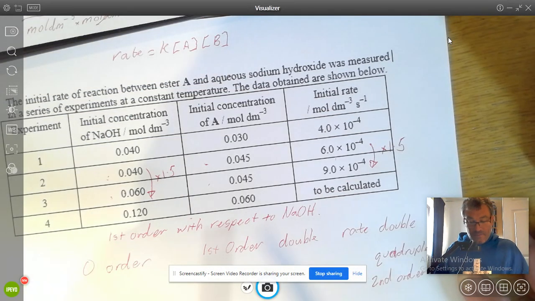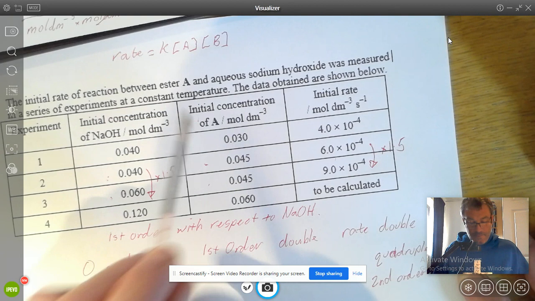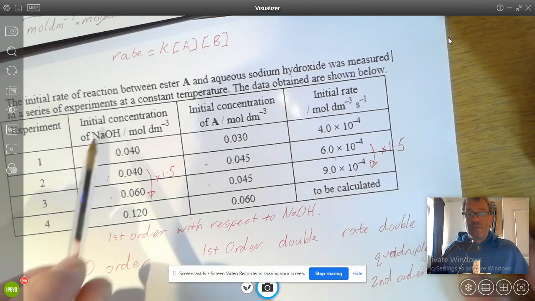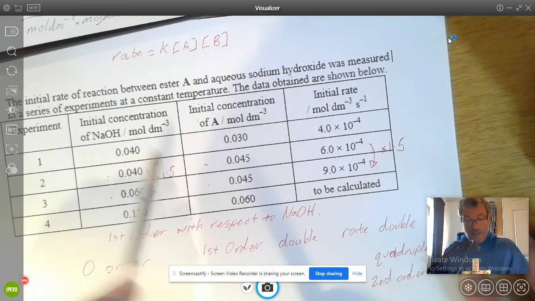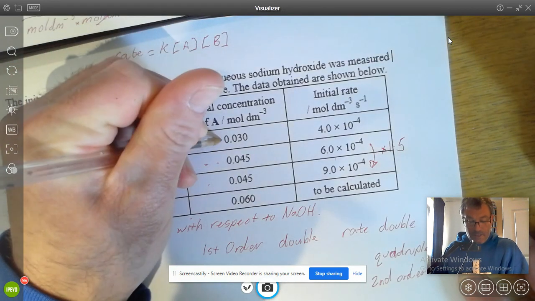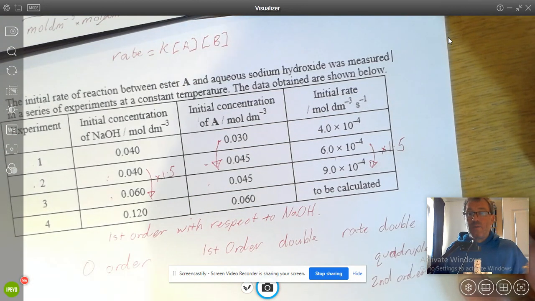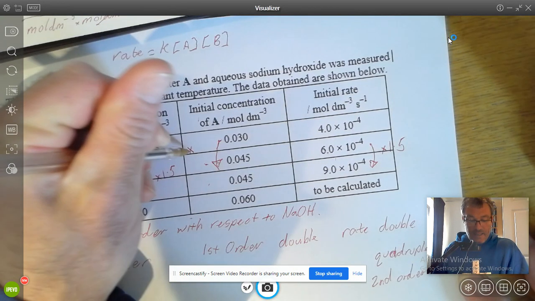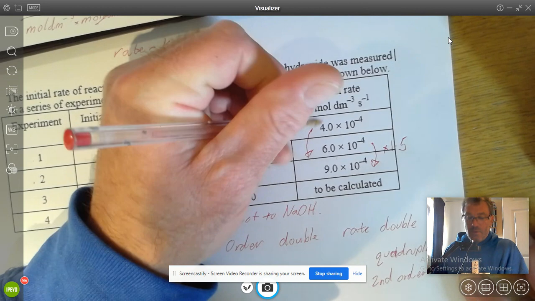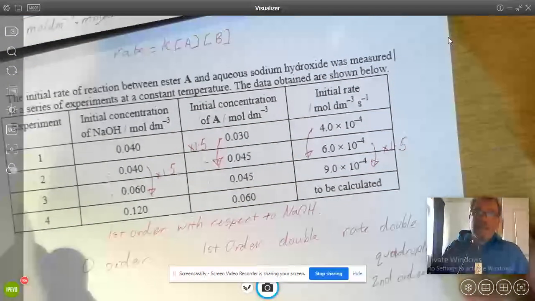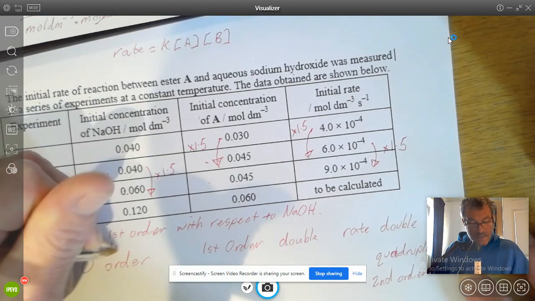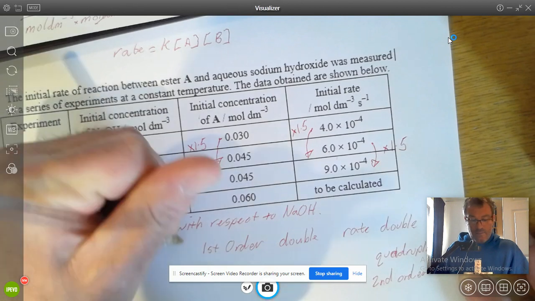So now we need to find the order with respect to A. We need to have a look here for some data where the concentration of sodium hydroxide is constant, and that is experiment 1 and 2. And we can see the concentration of A changes. So we need to look at what factor it increases by, and that is also times 1.5. So let's look at the rate. We're going from 4 times 10 to the minus 4 to 6 times 10 to the minus 4, which is an increase by a factor of 1.5. So again, we can say this is first order with respect to A.